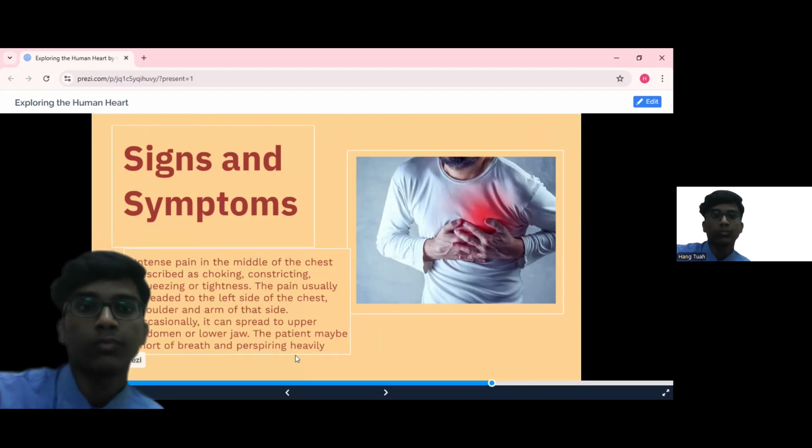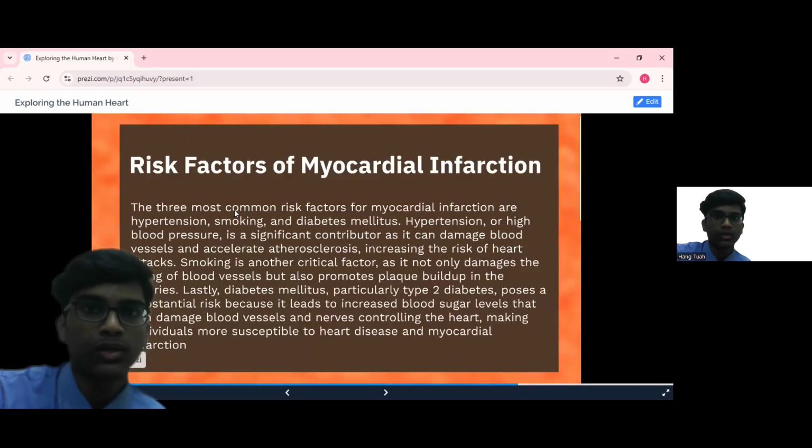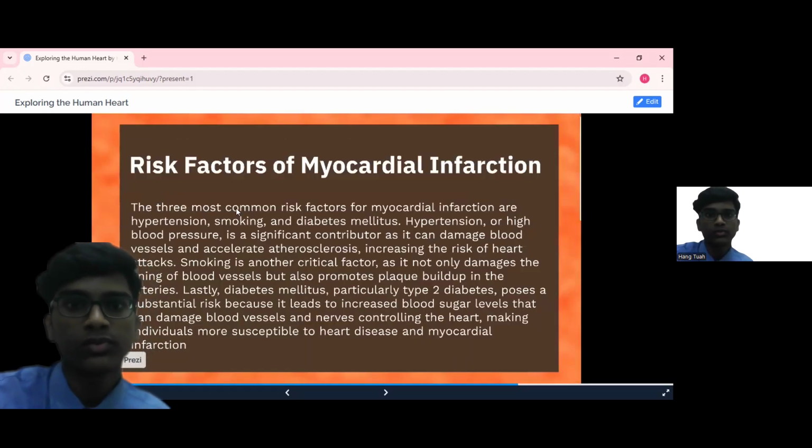The risk factors of myocardial infarction. The three most common risk factors for myocardial infarction are hypertension, smoking, and diabetes mellitus. Hypertension or high blood pressure is a significant contributor as it can damage blood vessels and accelerate atherosclerosis, increasing the risk of heart attacks.